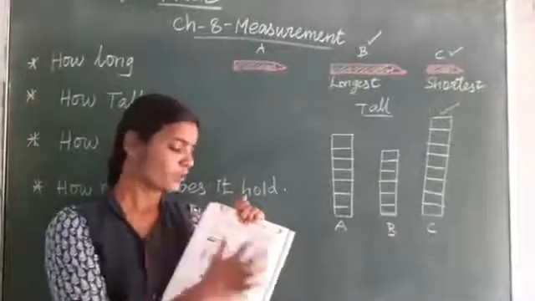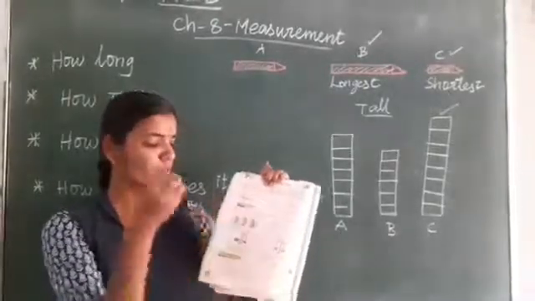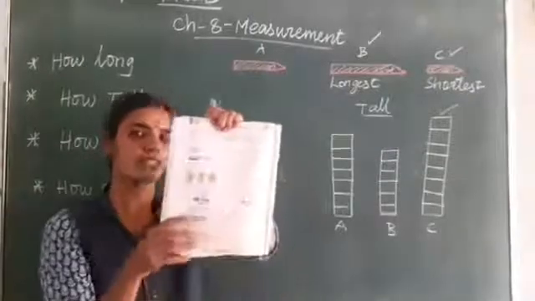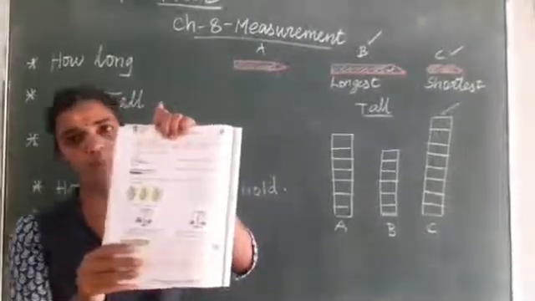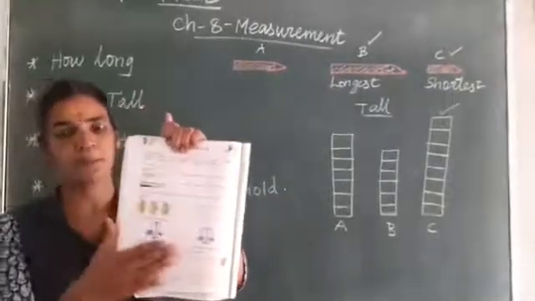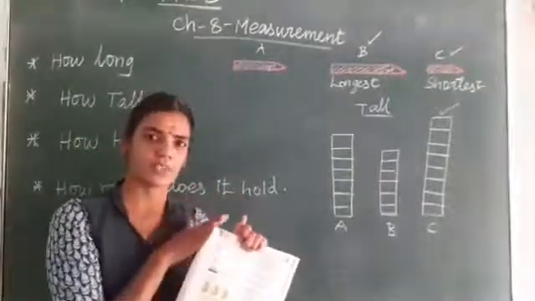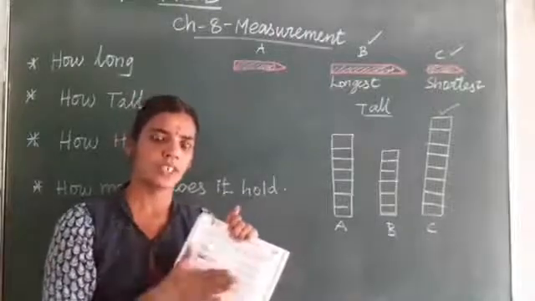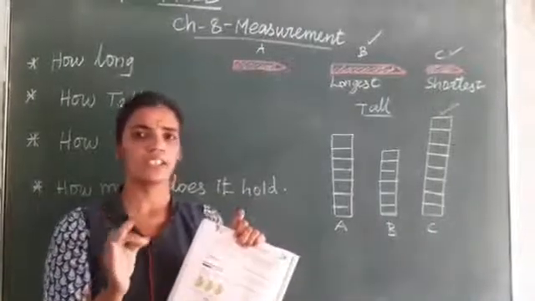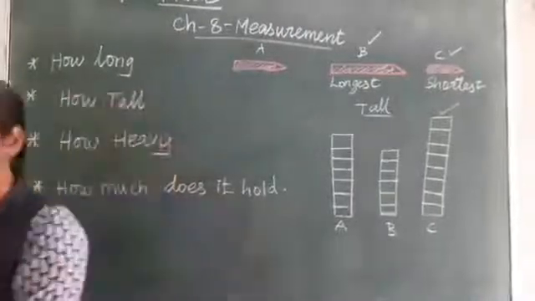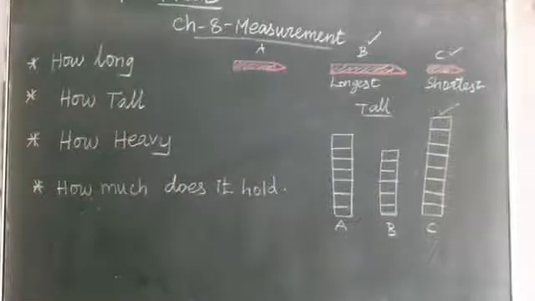Okay. So you have measured how long, how tall, then how much weight. All the model sums are given in your book. So practice in this chapter 8 measurement. It is too easy for you. Compare and subtraction, time, this measurement chapter is very easy for you. Okay dear children, so this is the main concept for chapter 8 measurement.